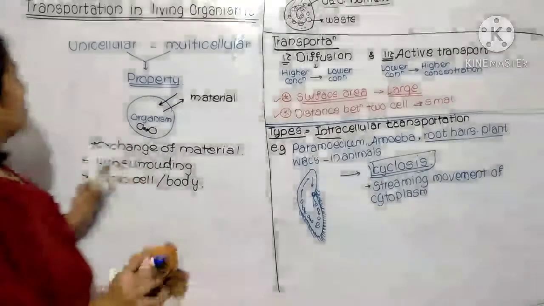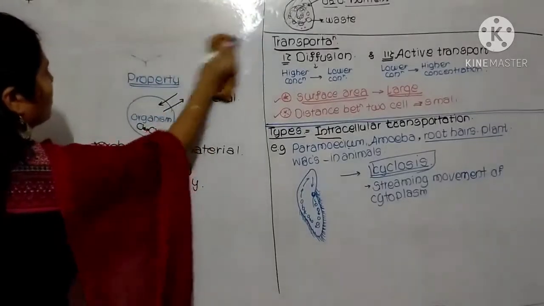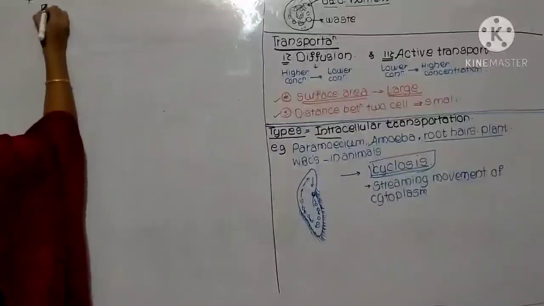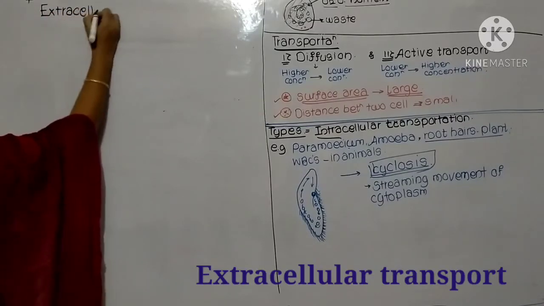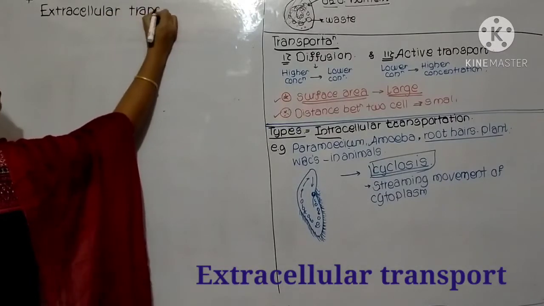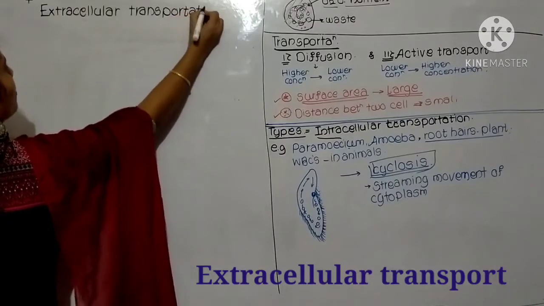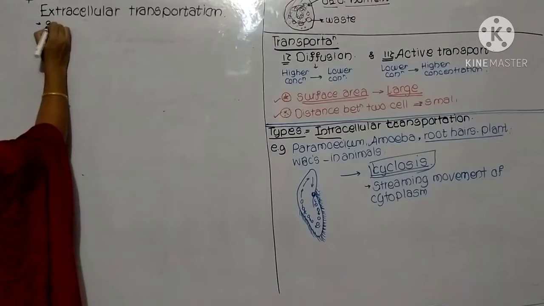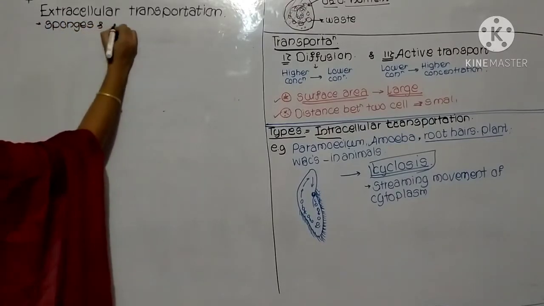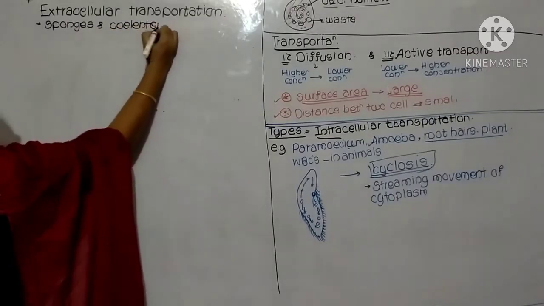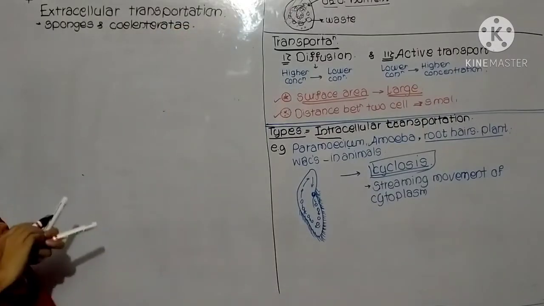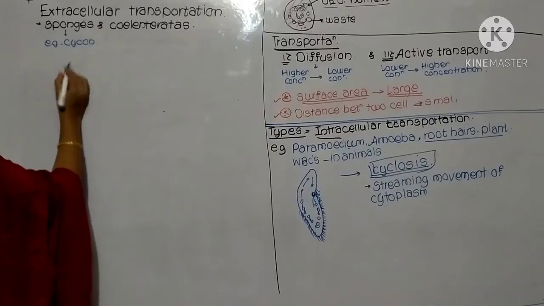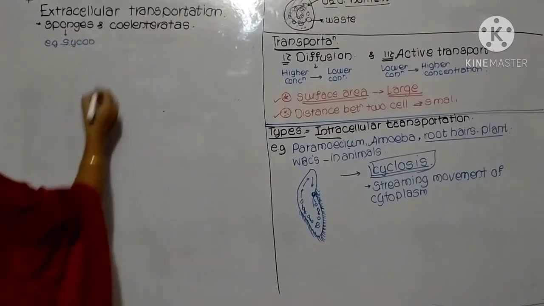Now the next one. Okay, now the second type of transportation is known as the extracellular transportation. Generally, this transportation takes place in the sponges and coelenterates. In coelenterates as well as sponges, what are the examples? The example of sponges is Scypha, and the example of coelenterates is what?